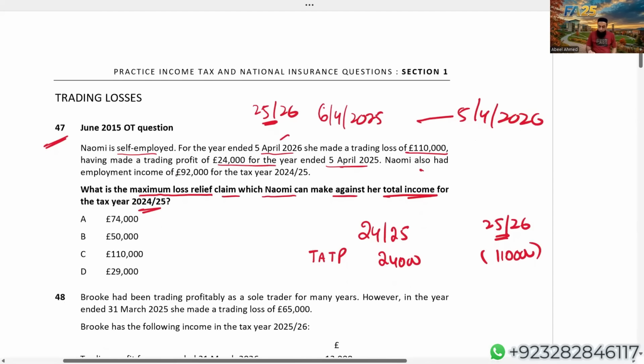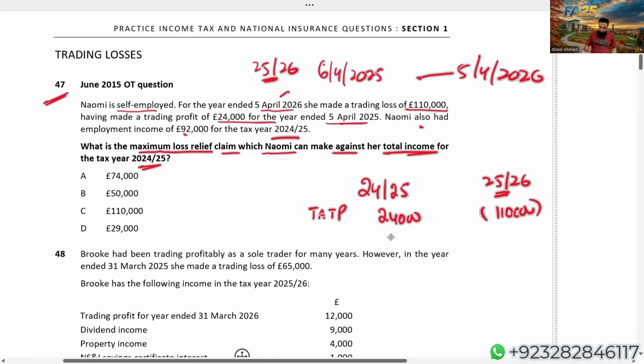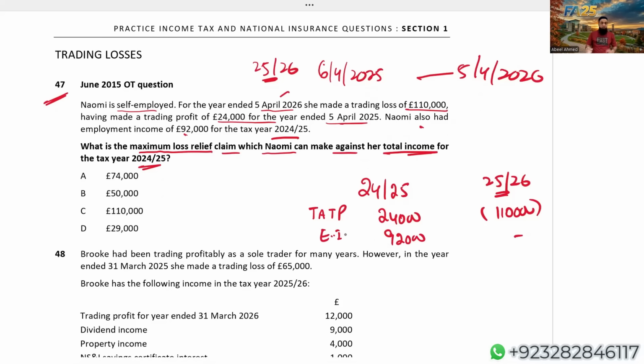Nomi has also employment income of 92,000 in the previous tax year. Great. Employment income. Now let me read the requirement again for you. The examiner is asking how much maximum Nomi can set off the loss against the total income of the previous tax year.